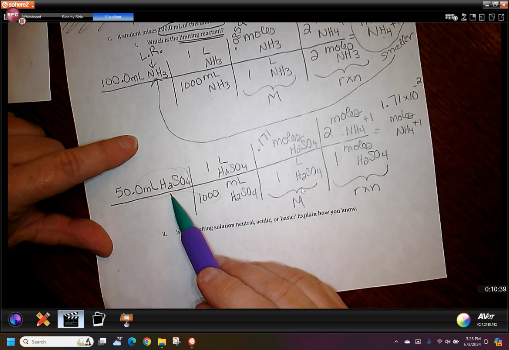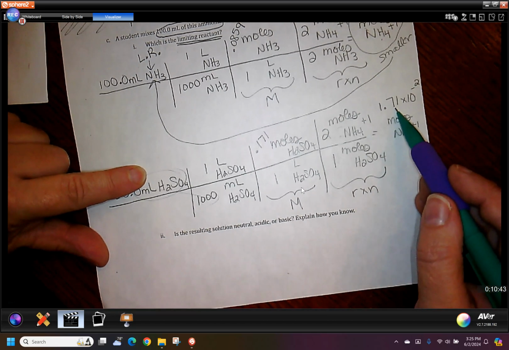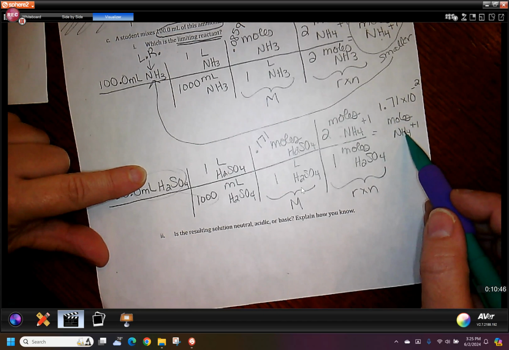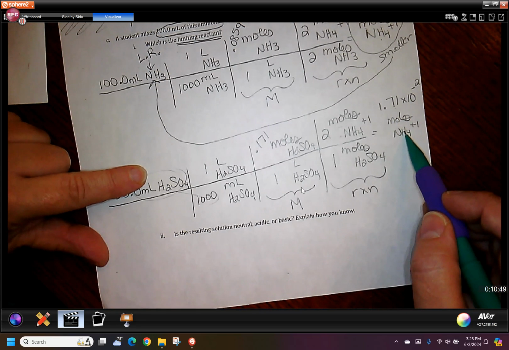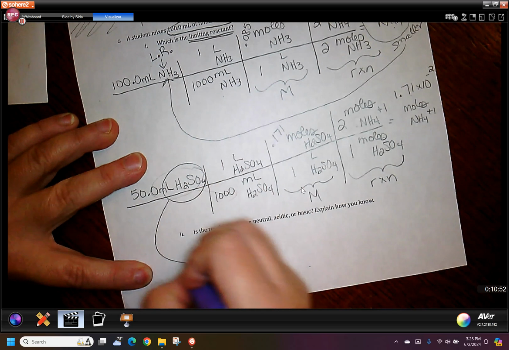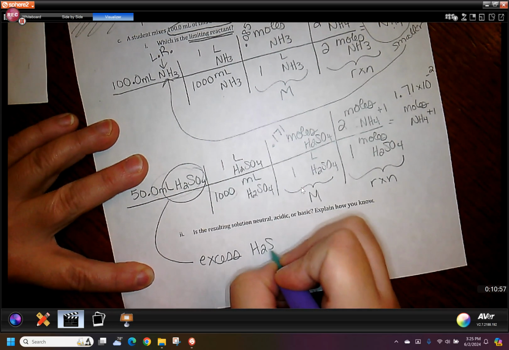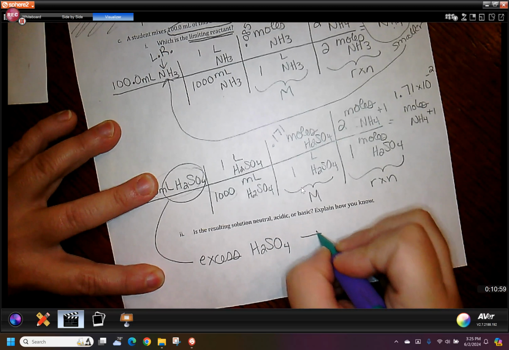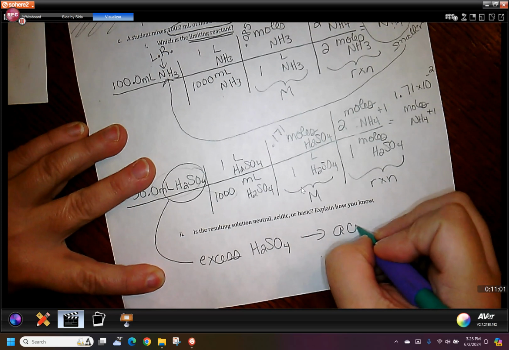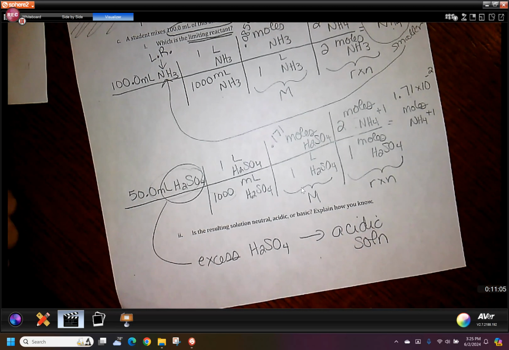Here, if I used all my sulfuric acid, I could make 1.71 times 10 to the negative 2 moles of ammonium. Okay? So, what do I have left? That means I have to have excess H2SO4, so that is going to be an acidic solution. Okay? Hope that helped. Go back to your stoichiometry notes and remember limiting reactants.